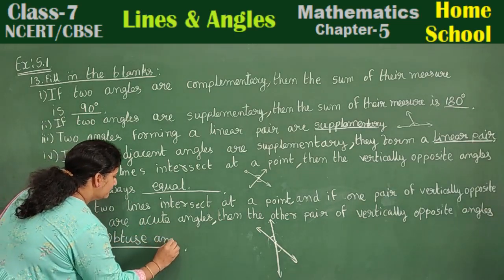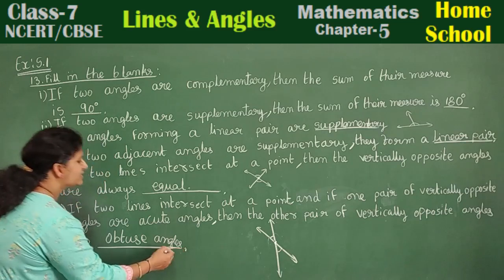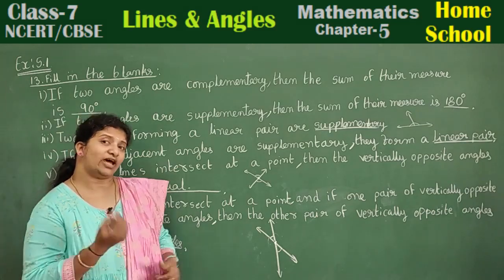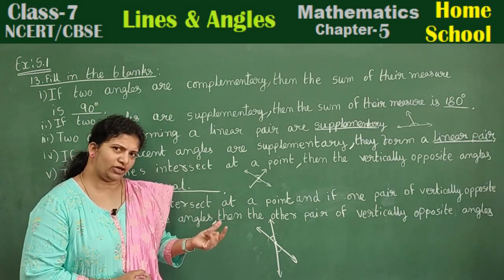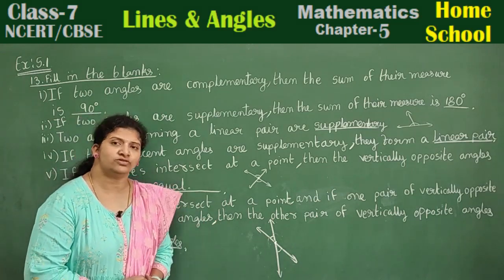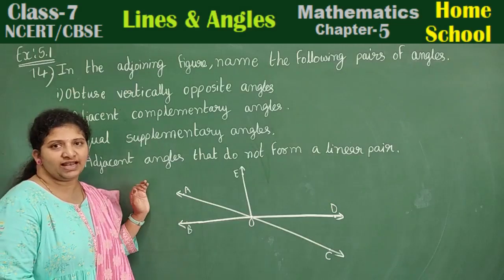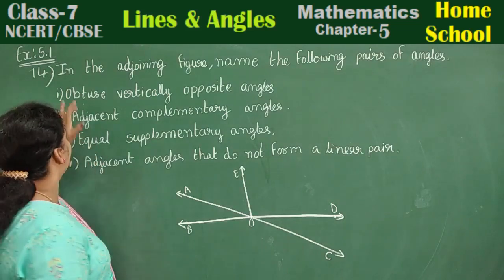Obtuse angles. If one pair is obtuse angle, what about the other pair? The other pair will be acute. If one pair is acute, the other pair will be obtuse angles. You can see the last problem, that is your 14th problem.